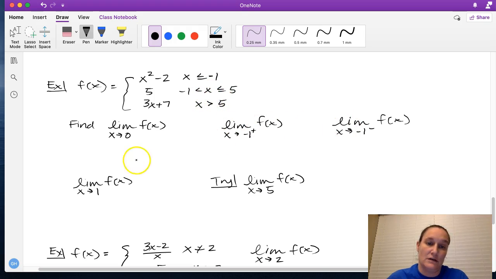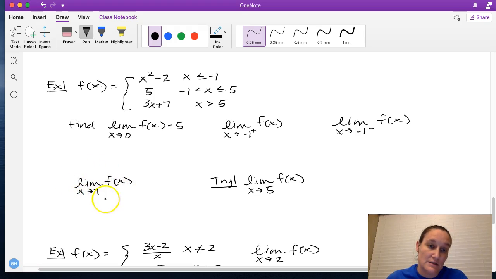I've actually written out the steps for you on this first one. So the limit as x goes to 0. 0 fits in this middle inequality. So our f of x would actually be 5. And there's no x to plug 0 into. So this is just equal to 5. If 0 had happened to fit into the top one, we'd plug in 0 for x and get negative 2.